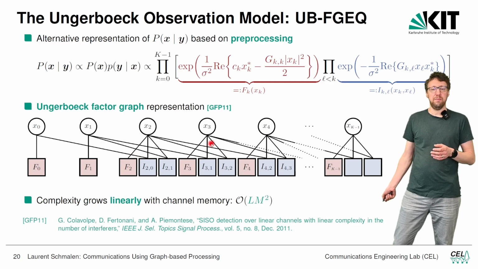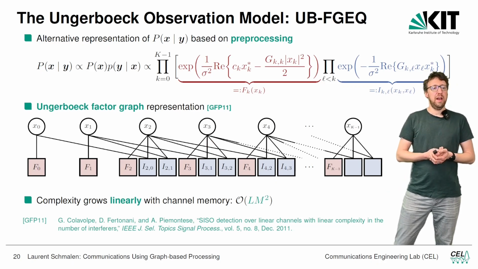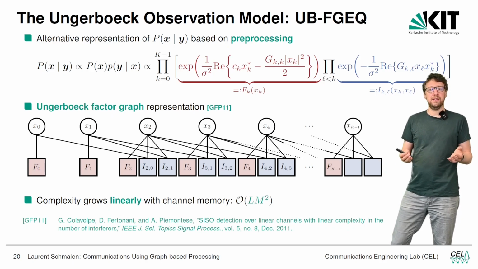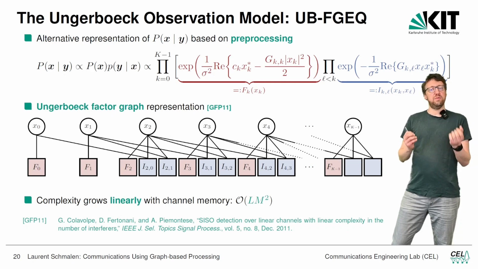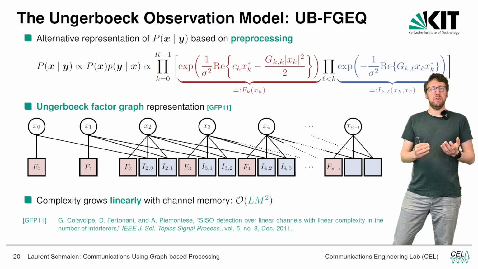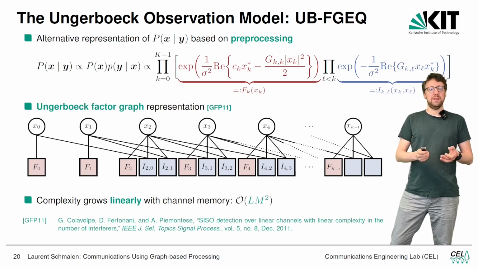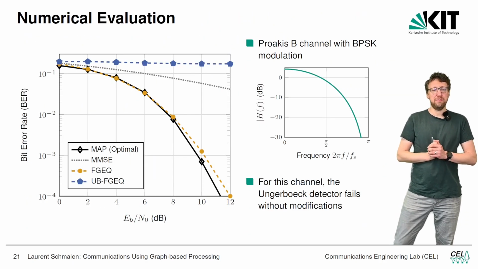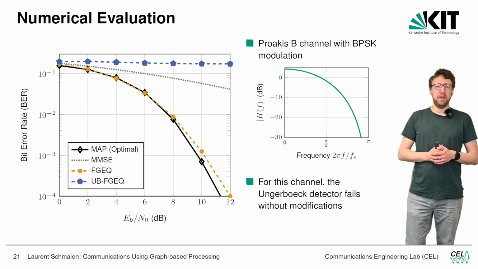So we have 2 connections at most, and these number of connections determine the complexity. And the complexity of this Ungerboeck factor graph based equalizer grows with L m squared. So it's linear in the length of the impulse response, and it's polynomial in the constellation size. And this is very good because this leads to very low complexity equalizers. Question is, does it work? This is a little bit disappointing because it works for some channels, but it does not work in general.